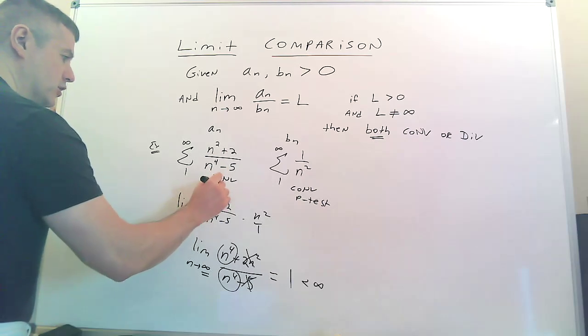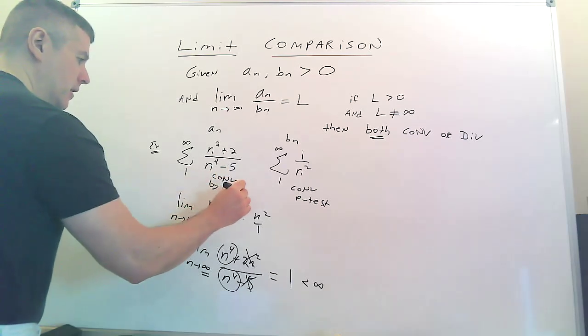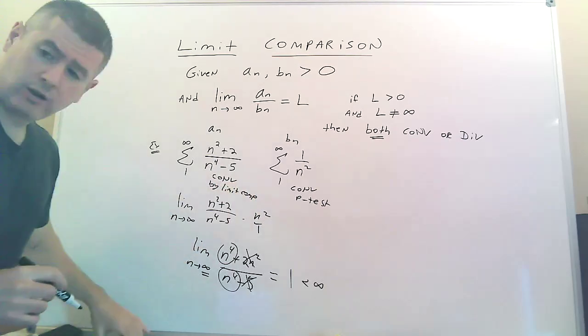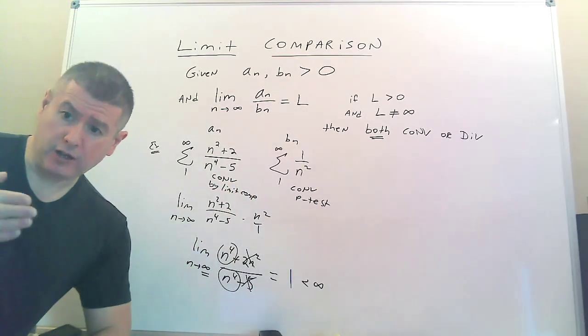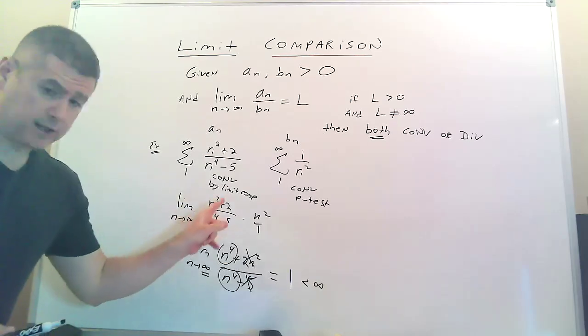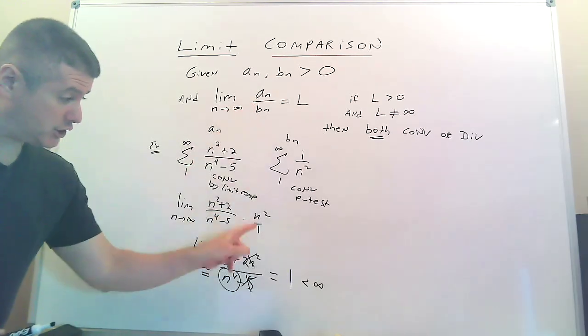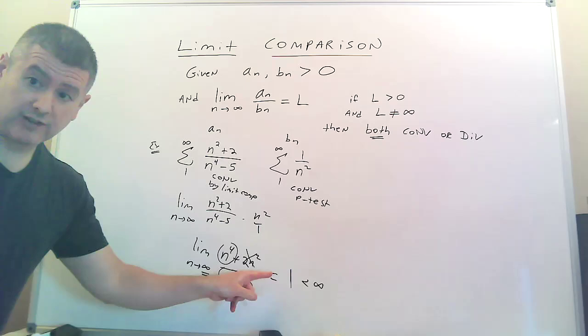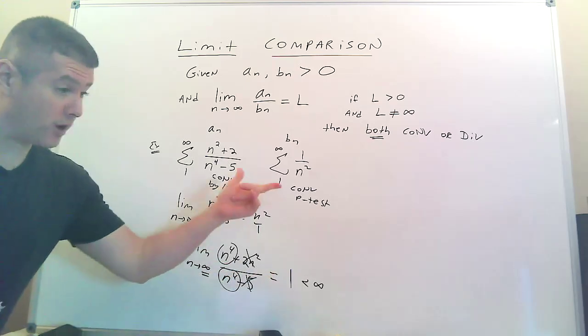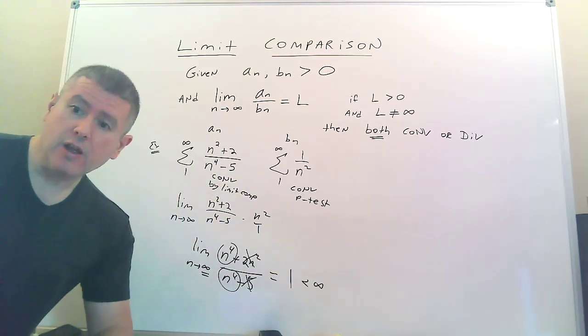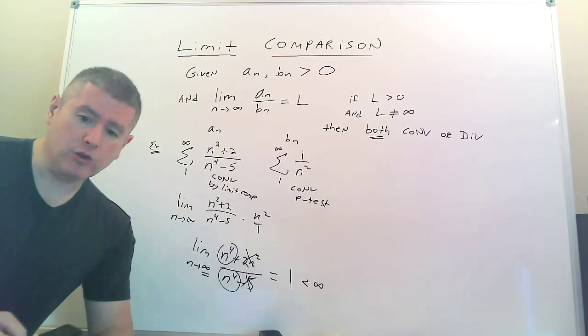So this one converges by the limit comparison test. I found one that I could compare it to. I computed this limit. I showed that that limit is finite and it is not 0. Therefore, they do the same thing. So this is always going to be the way that you do these questions.